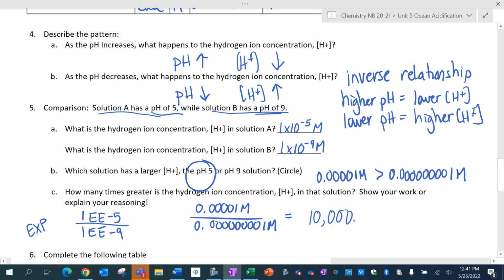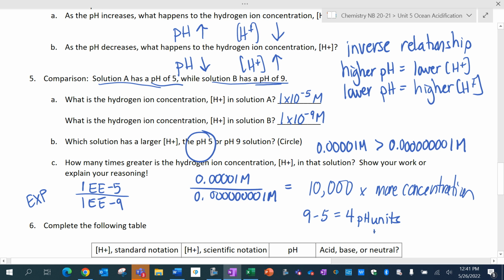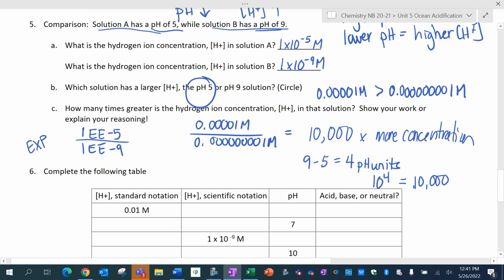This is 10,000 times more concentrated. So if something has a pH of 5 versus a pH of 9, remember, since this is a logarithmic scale, each change in pH is a 10-fold change in concentration. So when you're comparing these two pHs, let's write it this way, 9 minus 5, it's 4 pH units difference, but each pH unit represents a factor of 10. So it's basically 10 to the 4th more concentrated. So 10 to the 4th is 10,000 there. So it's way more concentrated. So just keep in mind, pH is logarithmic.